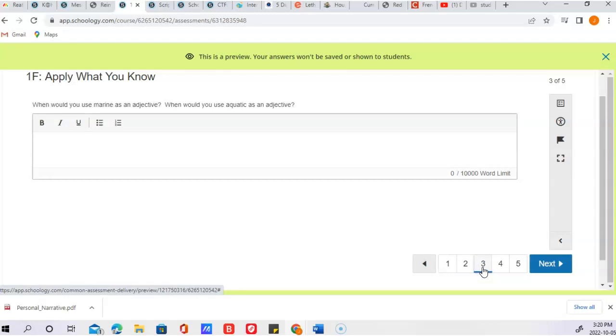Third question, when would you use marine as an adjective? And when would you use aquatic as an adjective? So think about how you would use those words as an adjective. And what things might you see, hear, or smell at a marina? That's question 4.